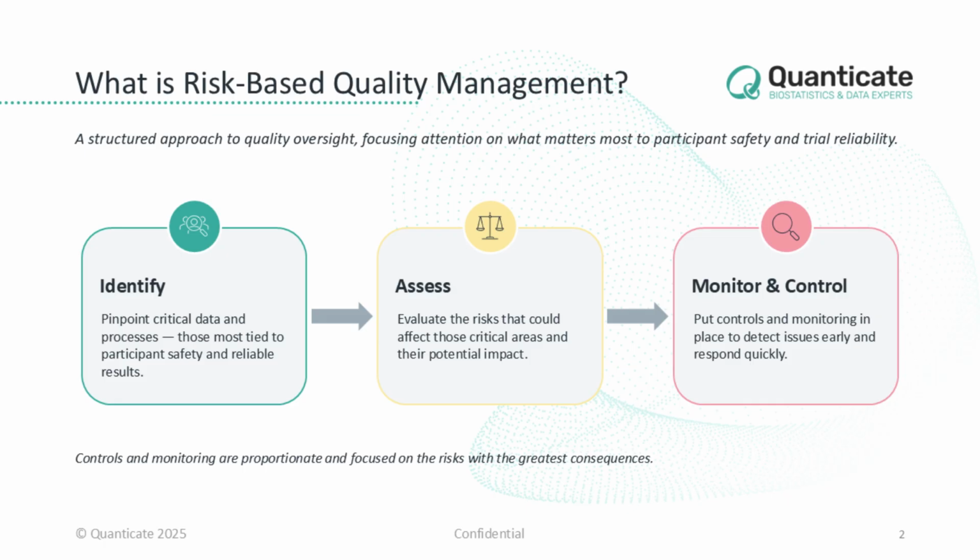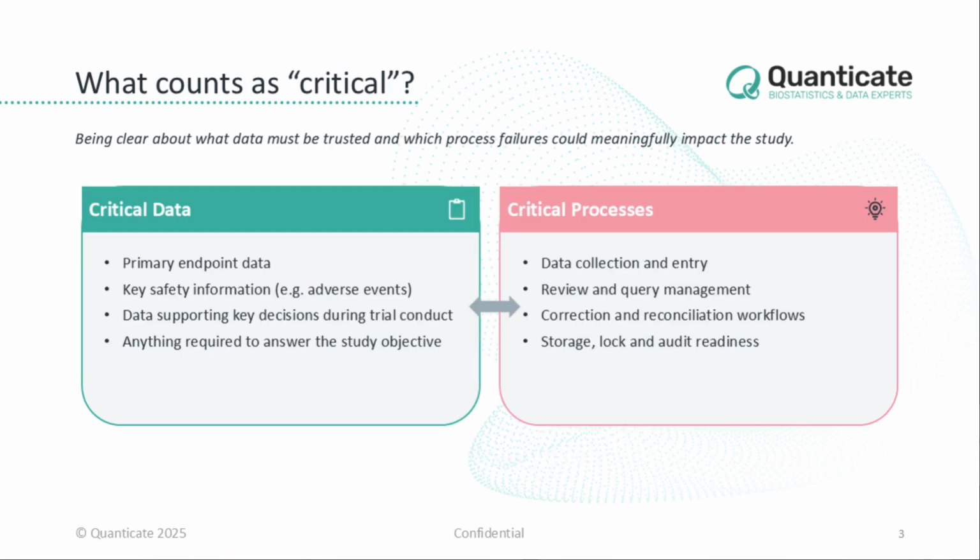Risk-based quality management in clinical data management is a structured approach to quality oversight that keeps attention on the areas that matter most. The starting point is identifying the data and processes that are most important to participant safety and to the reliability of trial results. From there, teams assess the risks that could affect those areas and put monitoring and controls in place to detect issues early. In practice, that means being clear about what data must be trusted to answer the study objective and which process failures could have a meaningful impact.